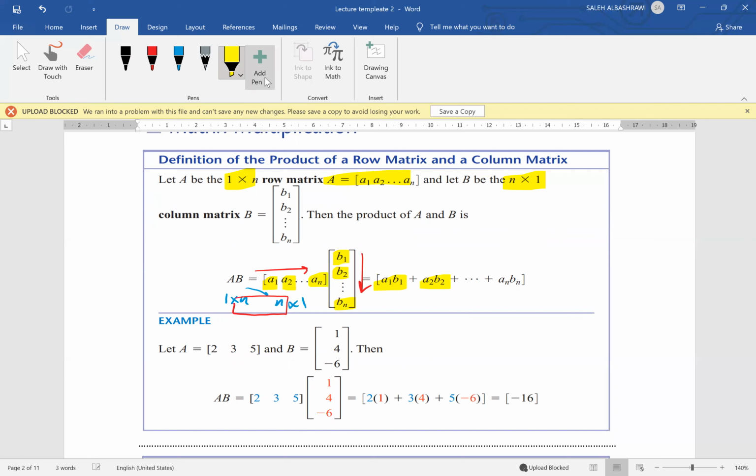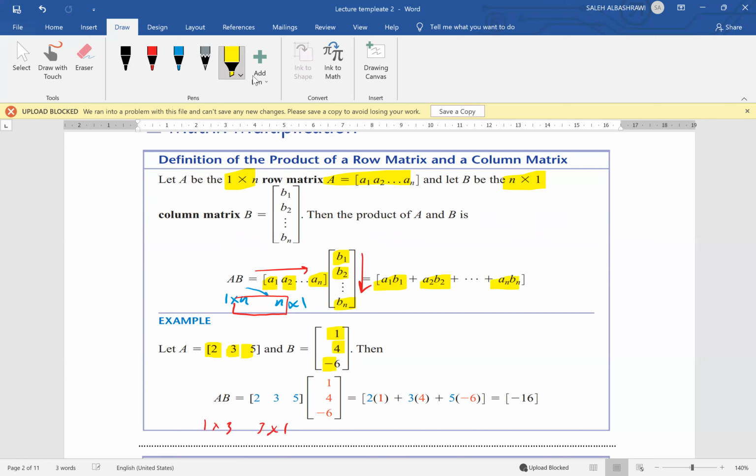The last one with the last one, and we add all of these. For example, if I have this matrix A equal to 2, 3, 5, and B is 1, 4, minus 6. These are two matrices, a row matrix and a column matrix. A is 1 by n, or 1 by 3 in this case, and B is 3 by 1. These are the sizes.